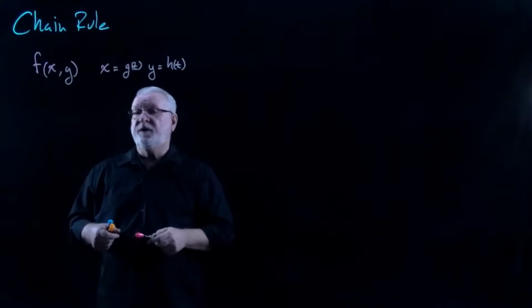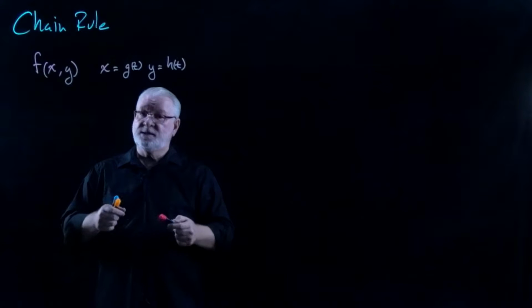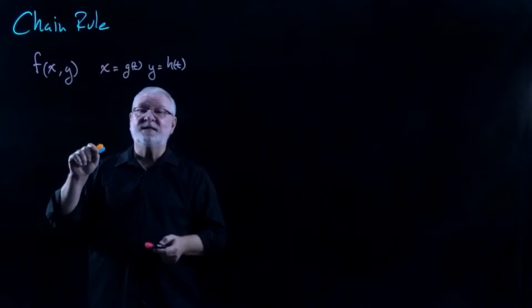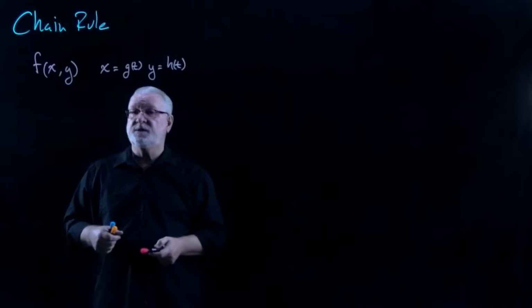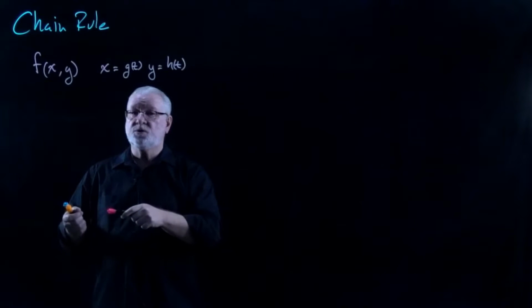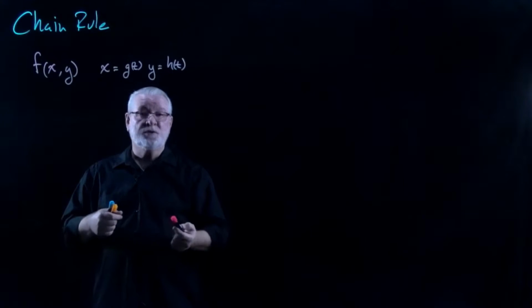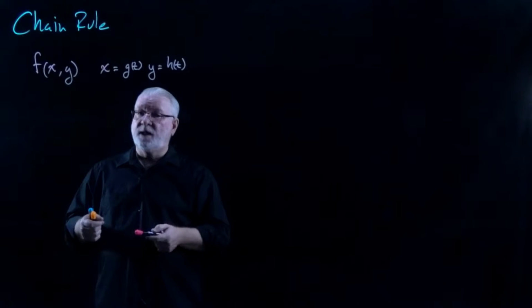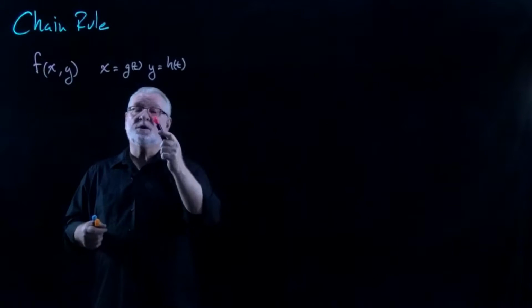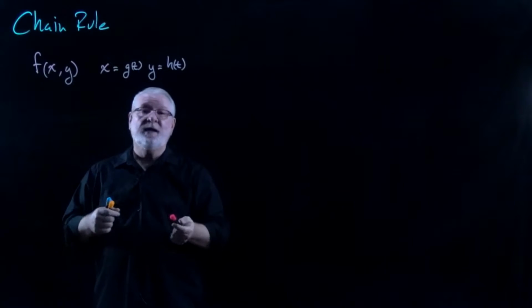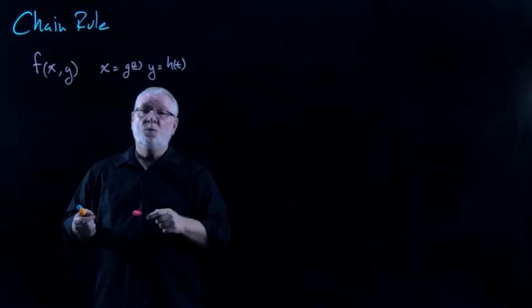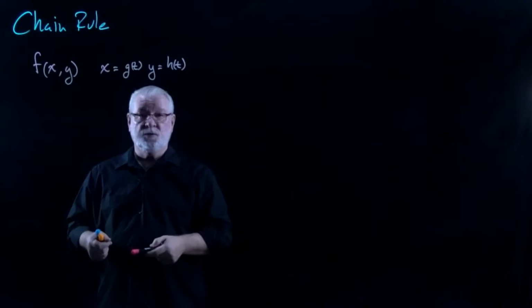If I wanted the derivative of f with respect to t, because x and y are explicitly defined in terms of t, I could just make the substitution and do the derivative of f with respect to t. But that's often a lot of work. Sometimes these functions are complex and you'd be better off handling them as separate entities. Well, of course, the chain rule allows us to do this.